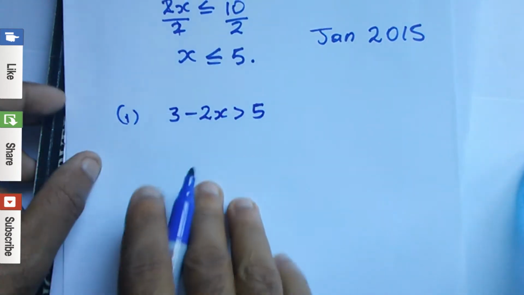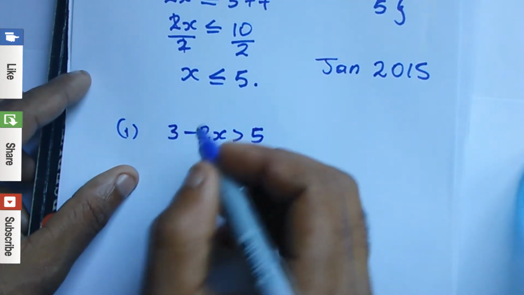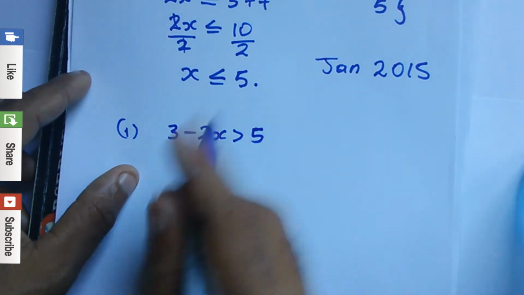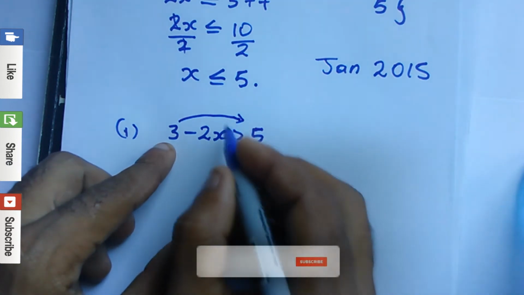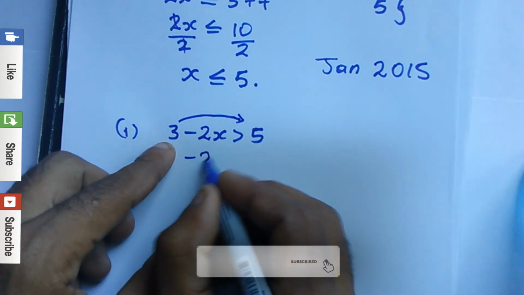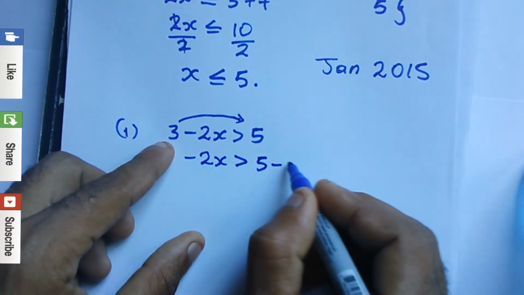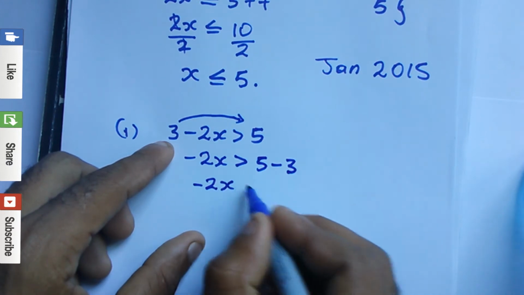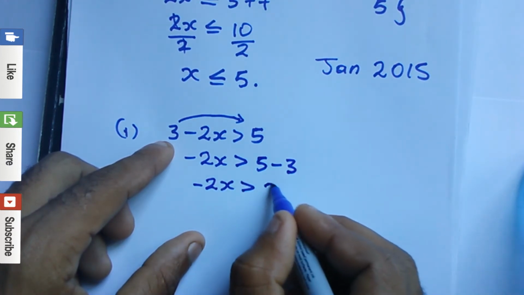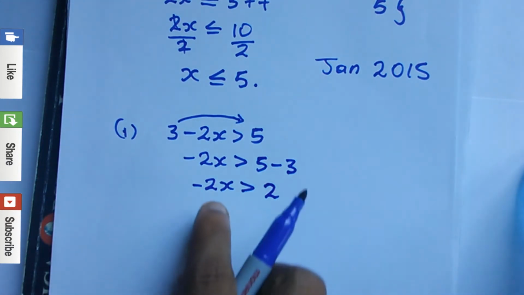So as I did the first question, I'm going to collect like terms. I'm going to even solve this question 2 ways. So I'm going to bring this positive 3 over the inequality sign. I'm going to have minus 2x greater than 5 minus 3. Then I'm going to have minus 2x greater than 2. Then remember, I'm going to have to divide both sides by 2.